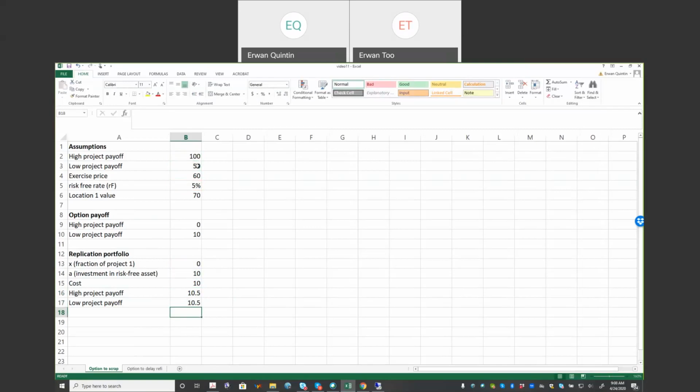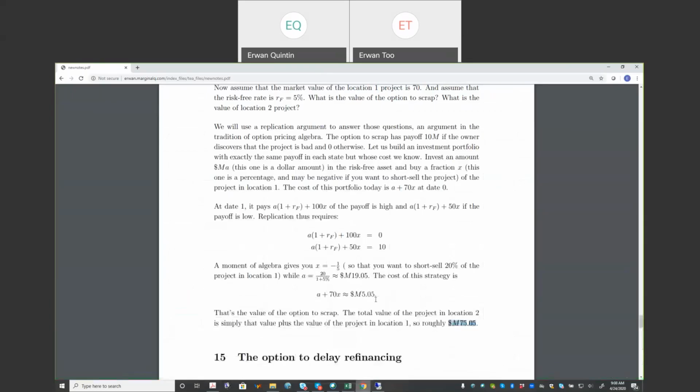Excellent. So we're doing great. We have an option payoff. We have a replication portfolio. And remember, the name of the game is what must X and A be so that the payoff in the high case is the same as the payoff on the option, and the payoff in the low case is the same as the payoff on the option. So what I just said here is I just restated those two equations.